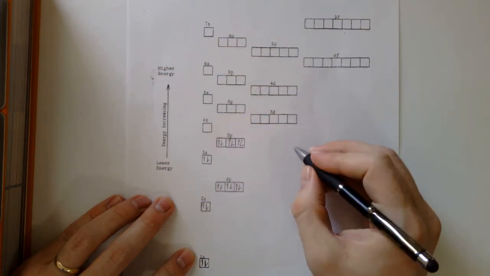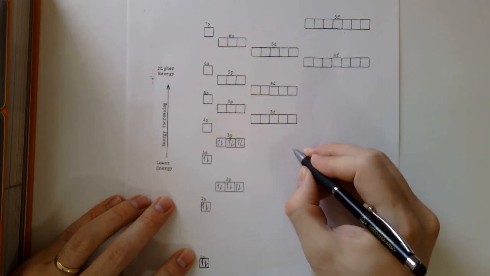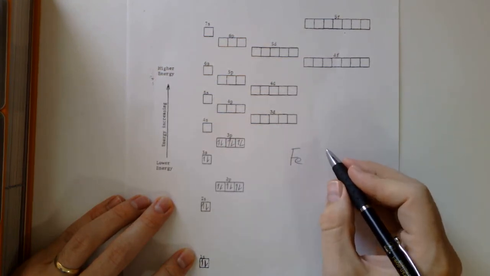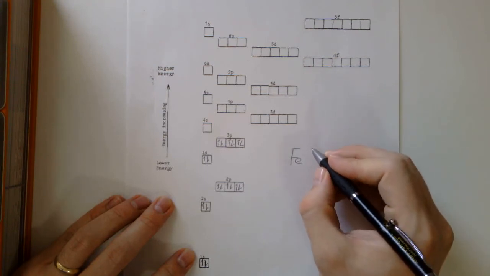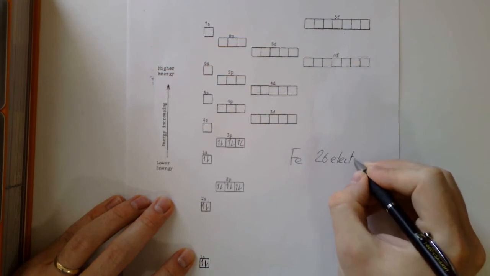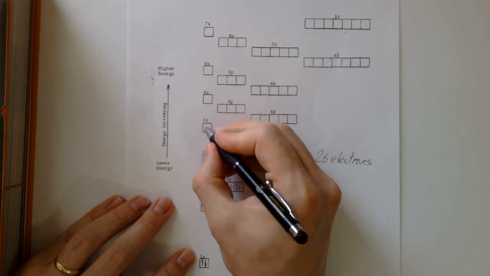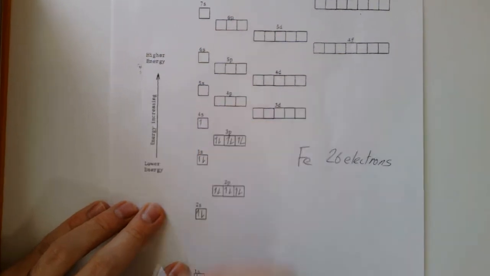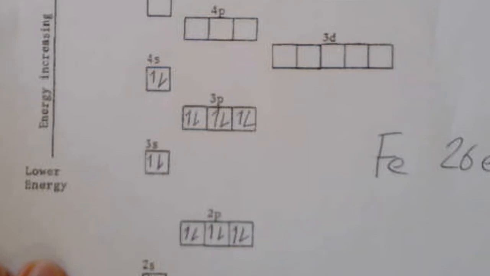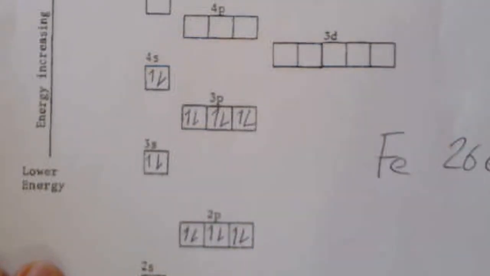So let's try to do an orbital diagram for iron. Iron, if we look it up on the periodic table, is Fe, and it's got 26 protons, so we're going to have 26 electrons. So we've already got 18. We can continue to put 19, 20, and the 4s is full. And then we're going to go to the 3d. And so we've got 20.